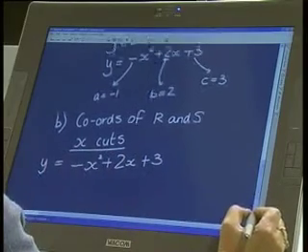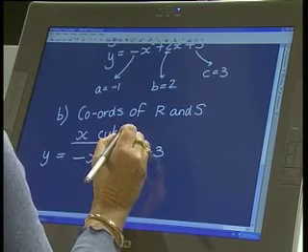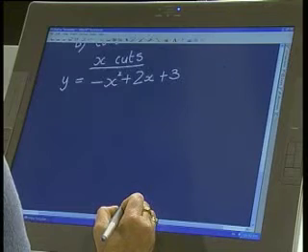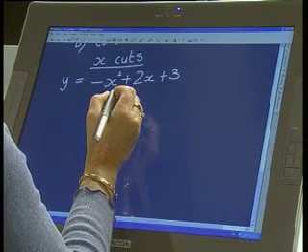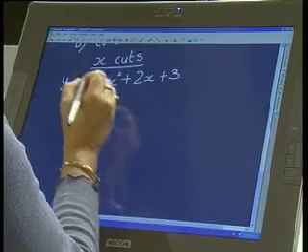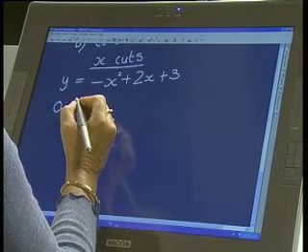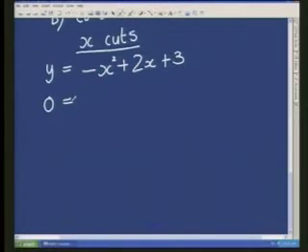So now imagine I was asking you to draw the parabola. What would you do with this equation to find the x-cuts? You're going to substitute the y value with a 0. Do you remember, for y-intercepts x is equal to 0? Absolutely. So to find the x-cuts, I'm going to let my y be 0. Now I'm going to have to solve this.